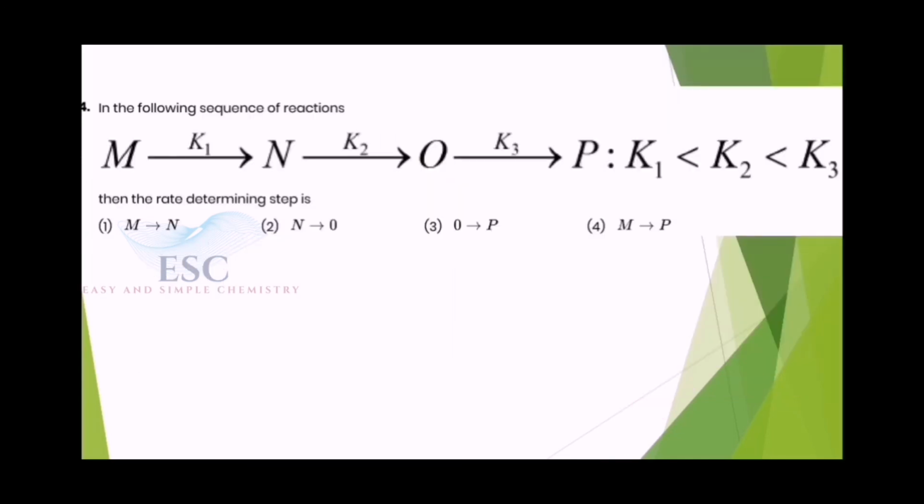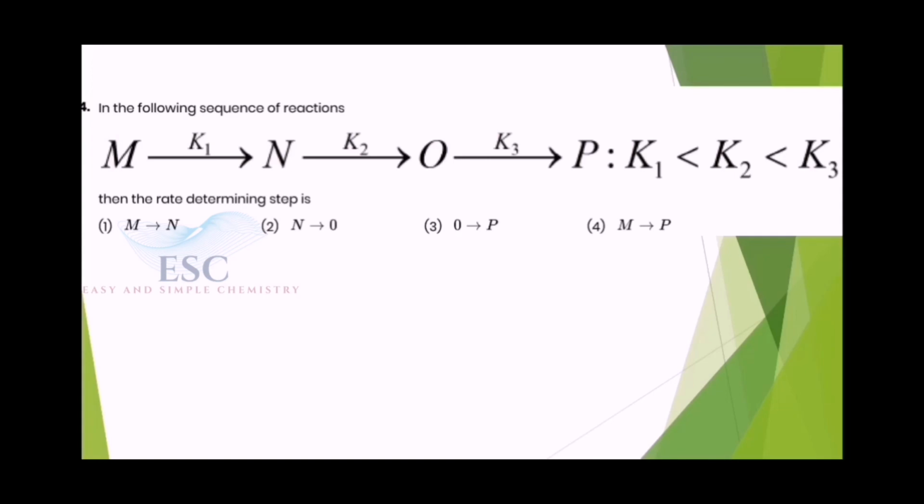The 54th question: in the following sequence of reactions, M gives rise to N, N gives rise to O, O gives rise to P. Those are the K1, K2, K3 reactions. K1 is less than K2, K2 is less than K3. Then the rate determining step is, so those are the options.